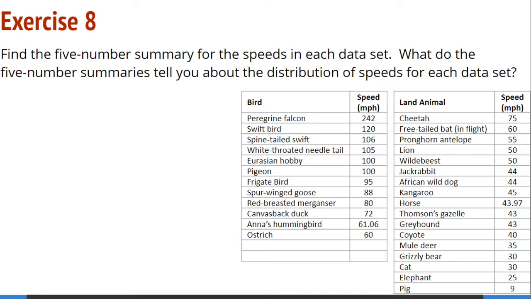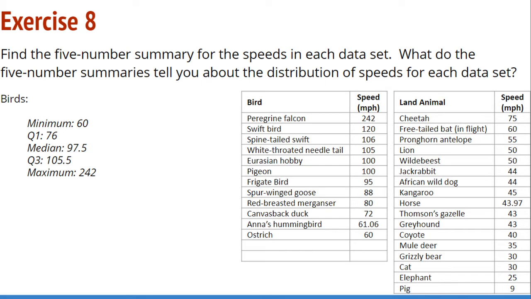So here we're going to find the 5-number summary for the speeds in each data set. And we're going to ask ourselves, what do the 5-number summaries tell you about the distribution of speeds for each data set? So you'd want to pause here, and you'd want to get out your piece of paper. This is in your math workbook. You'd want to go through here, and you'd want to find your 5-number summaries. So pause the video, take a few minutes and do that.